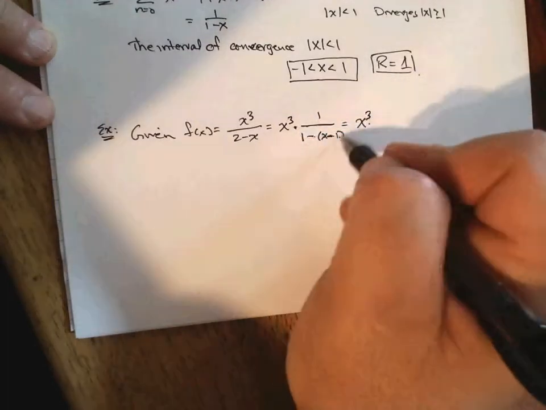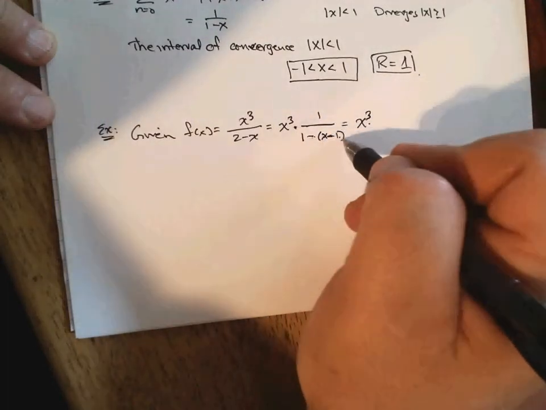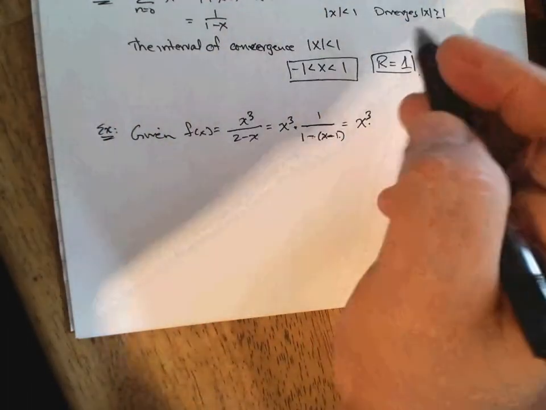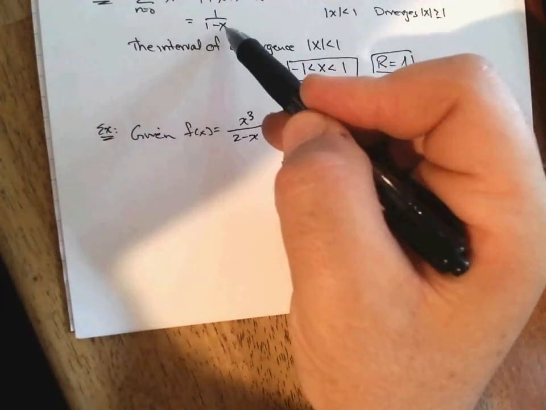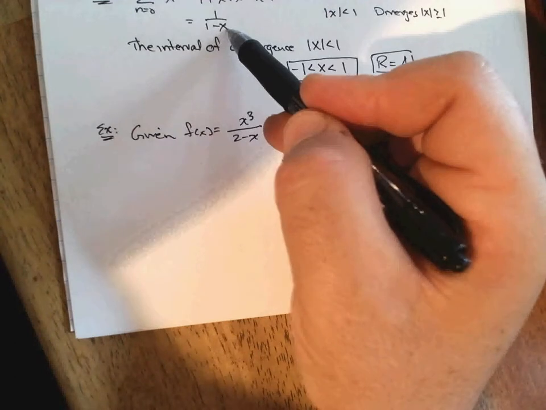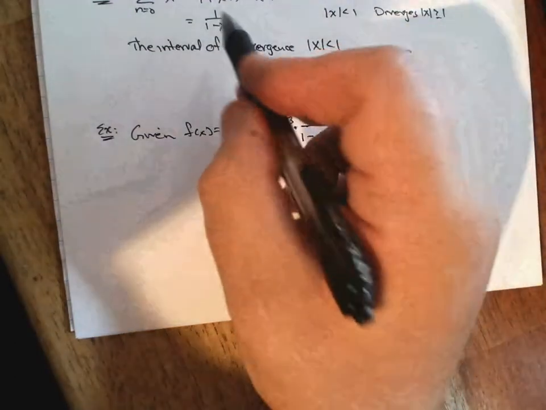Now, what's the benefit of this? Well, this here, the 1 over 1 minus x minus 1 in parentheses, is of this form here, with the center shifted to 1 instead of 0.